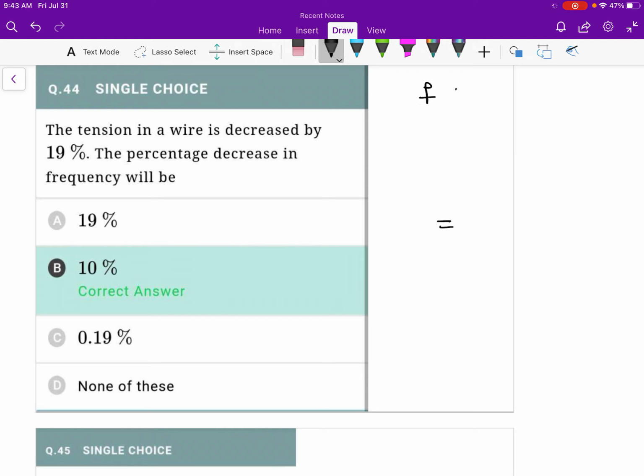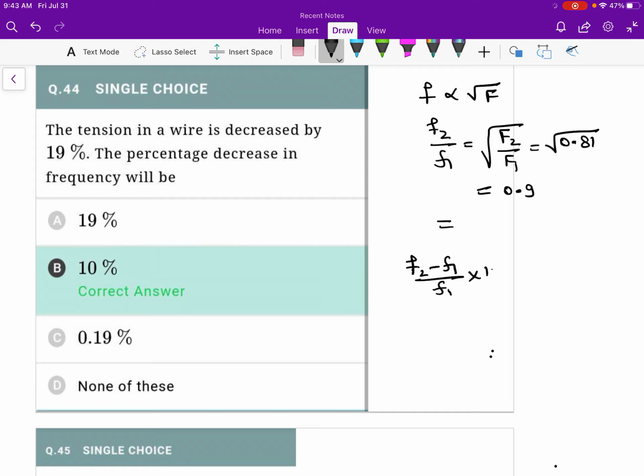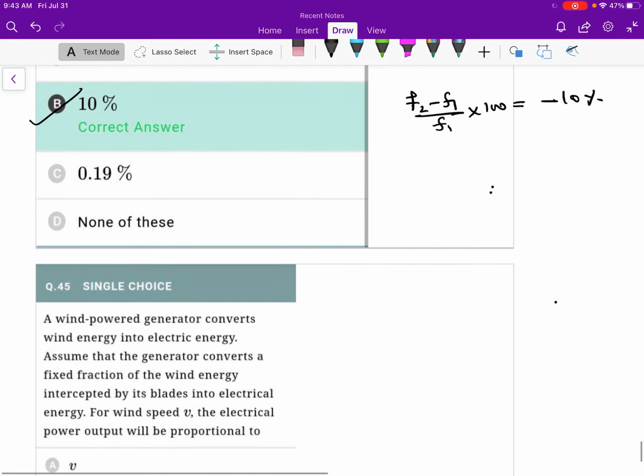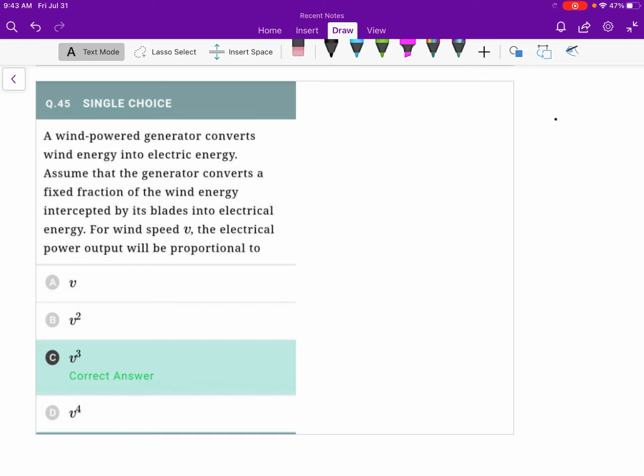So small f is proportional to under root of F, so f2 upon f1 is under root F2 upon F1. Now tension has decreased by 19%, that means now it is 0.81 times, so under root of 0.81 is 0.9. So f2 by f1 is 0.9. If we assume f1 to be 100, then f2 is 90. So the percentage decrement, which is f2 minus f1 upon f1 into 100, is minus 10%, decreases by 10%.